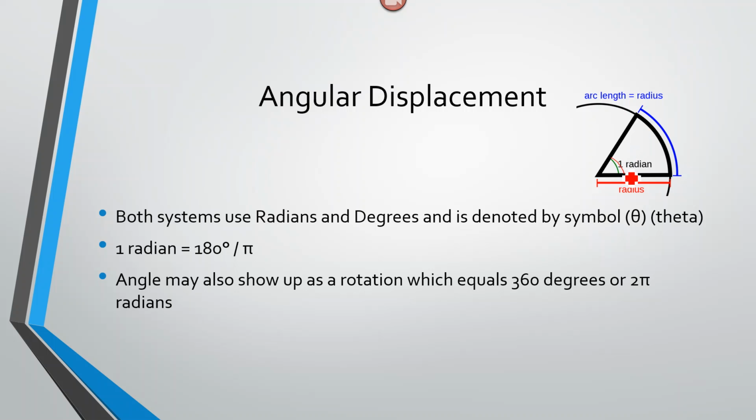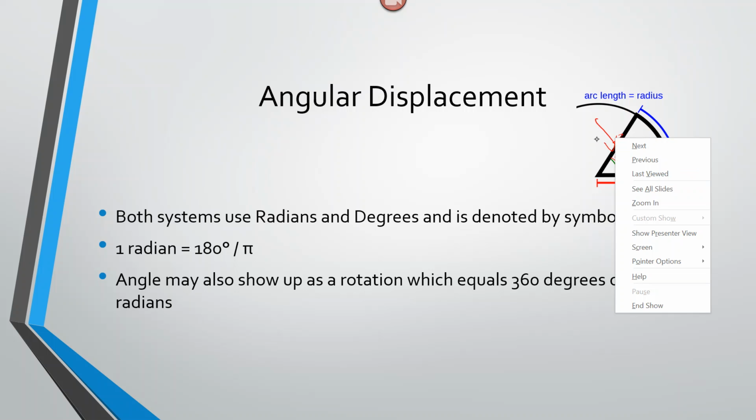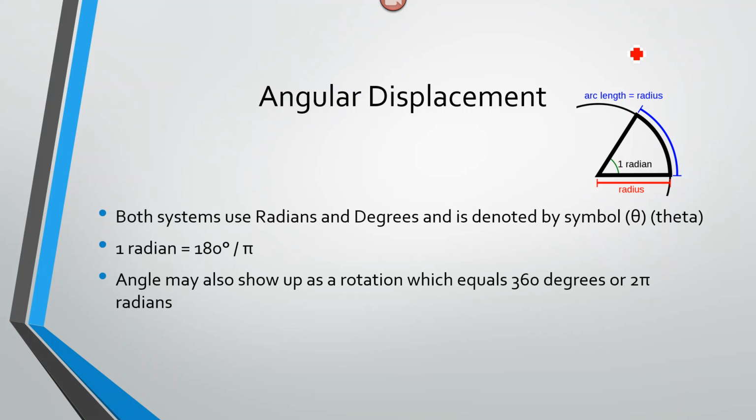For example, right here we have an angle, right? Usually we use theta to define an angle. There are many different ways of defining angles, but the one that we usually like to use is degrees. So we know that one circle has got 360 degrees.